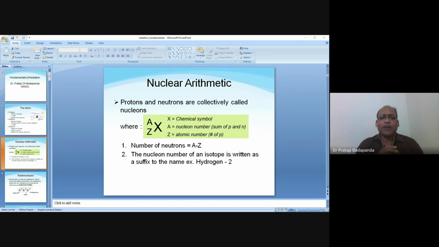If we come down, the number of neutrons is A minus Z, that is the formula A minus Z, and the nucleons number of an isotope is written as a suffix, for example as I told you yesterday.